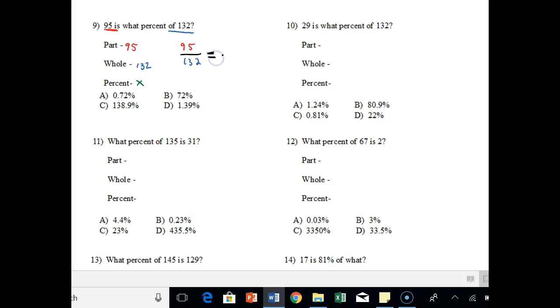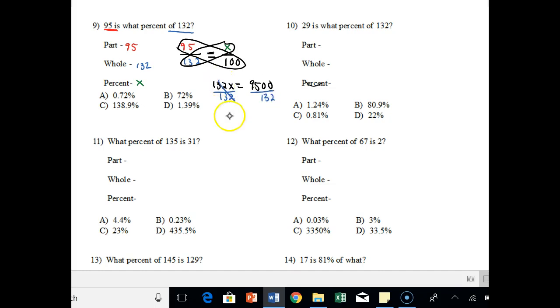equals x, the percent that we don't know, over 100, right? 100 always stays in that bottom denominator. So here we do our cross multiplication. We get 132x equals 9500. We divide both sides by 132.